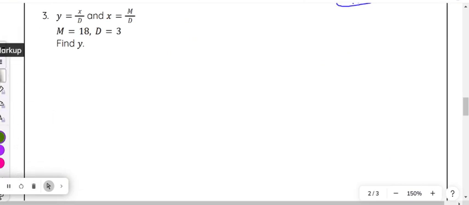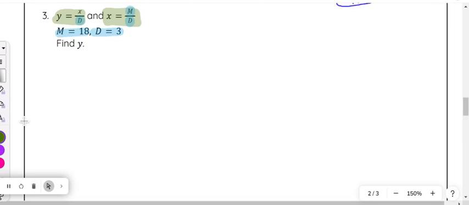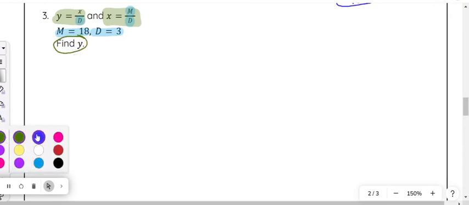All right, number 3, another one where we're given an equation and multiple variables, but what's a little bit different about this one is that we're actually given 2 equations. So we're given y equals x over d and x equals m over d. Let's look at the values they do give us, which are m and d. So we're able to plug in m and d, but we don't know what x or y are. And they're not actually asking us for x, but in order to find y, you'll notice once we get into the problem that you will need to find x in order to find y.